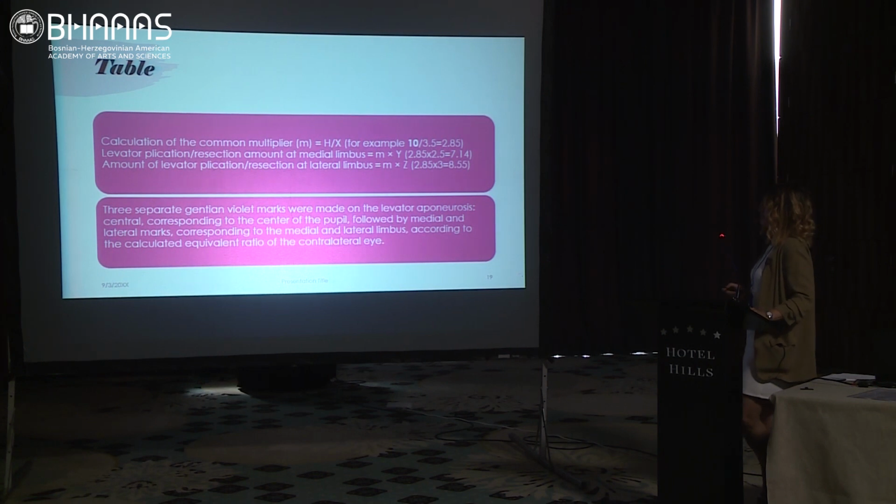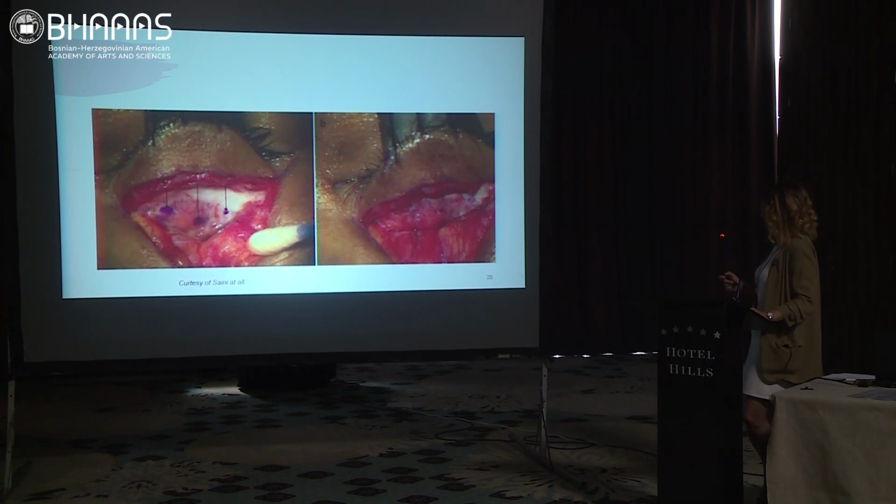So taking all these numbers into account, you then have your measurements. This is the first, the 10, the highest number, and then this is the second number, and this is the third number. And you place these margins of the levator aponeurosis with some color or marker pen, and then you can do the advancement on the 3-point topography.